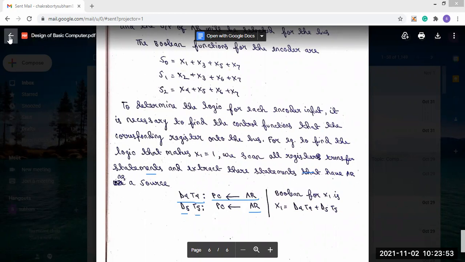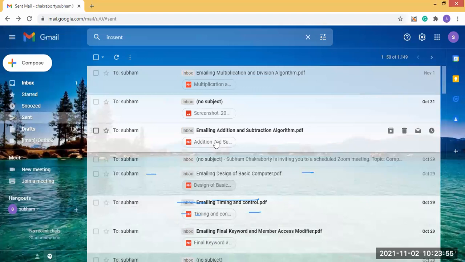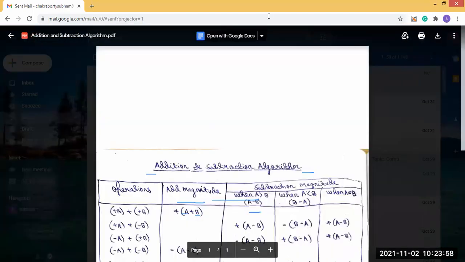Now today we will start how addition and subtraction can be done in the computer, and a very important thing, Booth's multiplication, we will see today. Before starting, basically in our arithmetic logic unit, the operations of addition and subtraction are done using this algorithm.